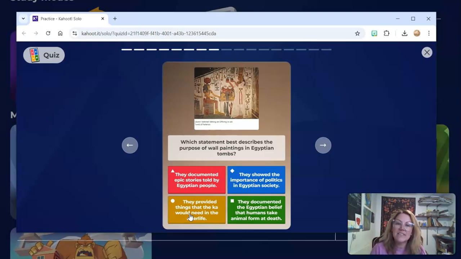Which statement best describes the purpose of wall paintings in Egyptian tombs? The purpose of wall paintings in Egyptian tombs is that they provided things that the Ka would need in the afterlife.